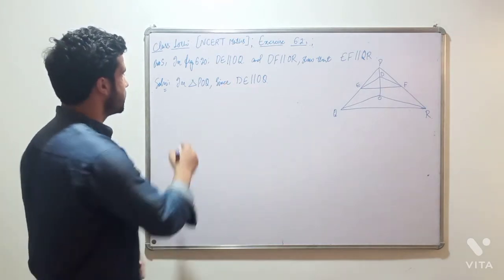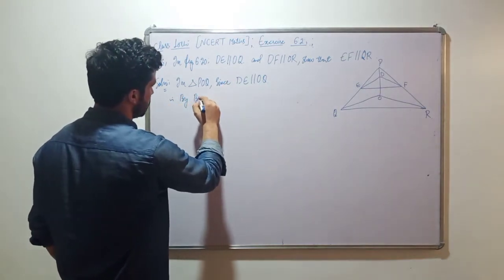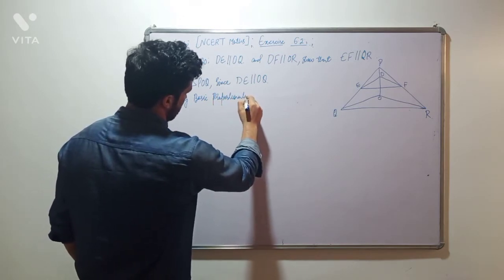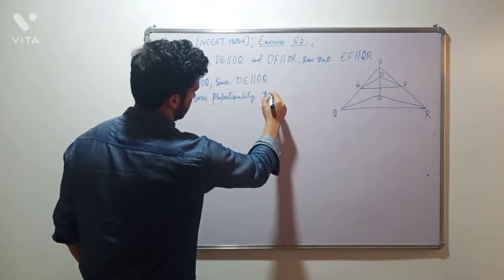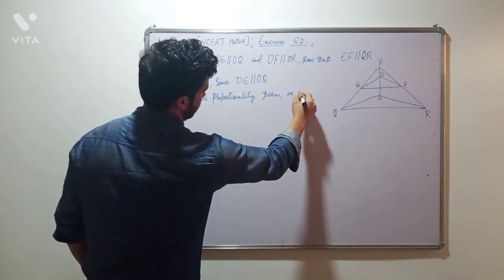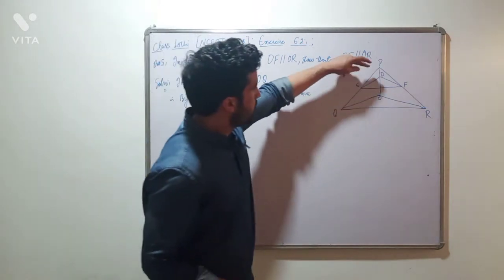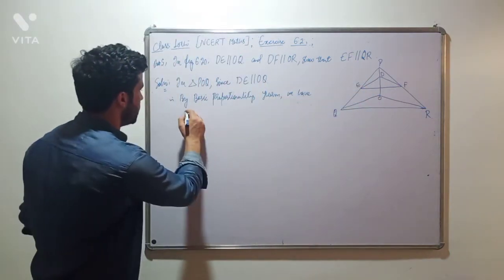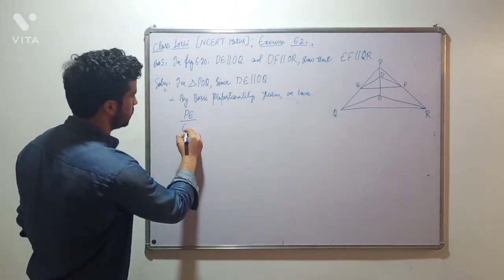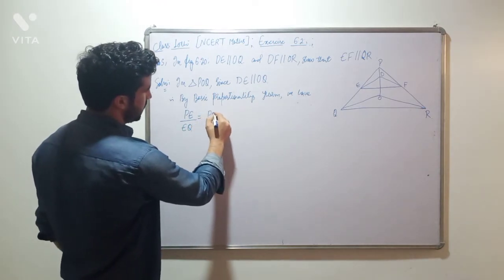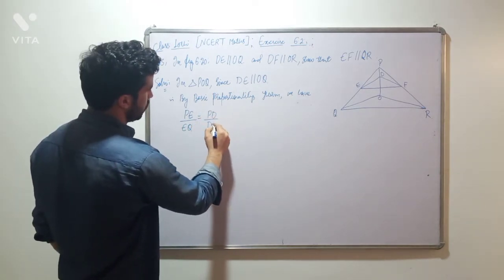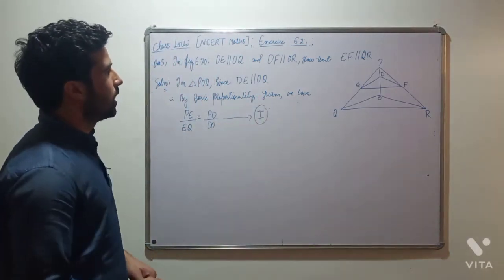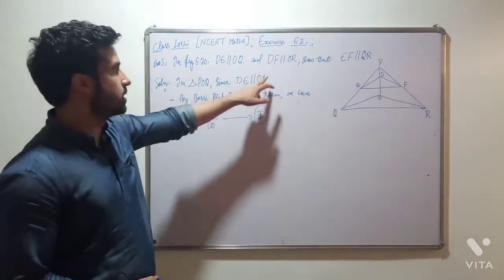Therefore, by basic proportionality theorem, we have PE divided by EQ, this will be equal to PD divided by DO. So we have PE over EQ equal to PD divided by DO. Let that be first.